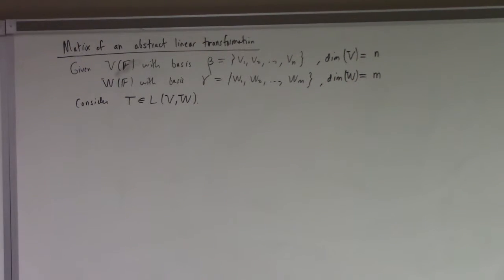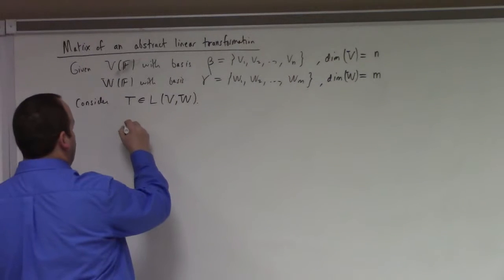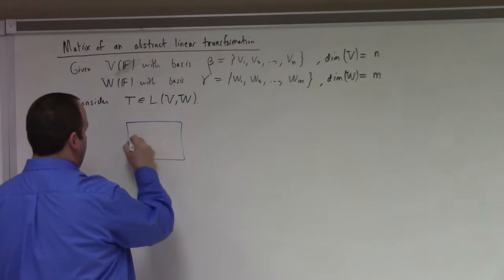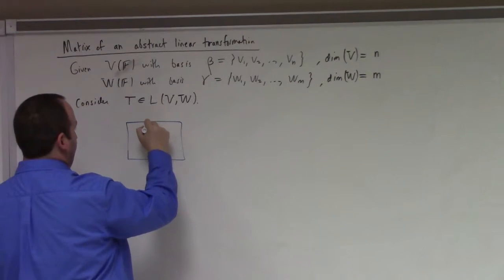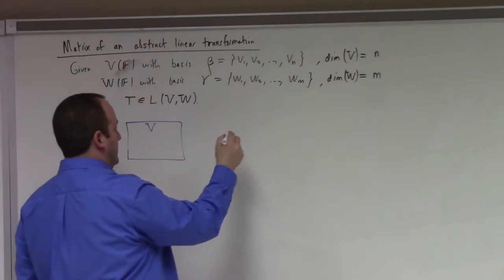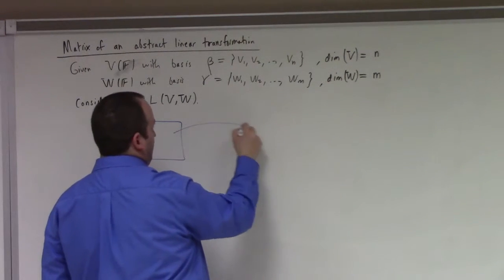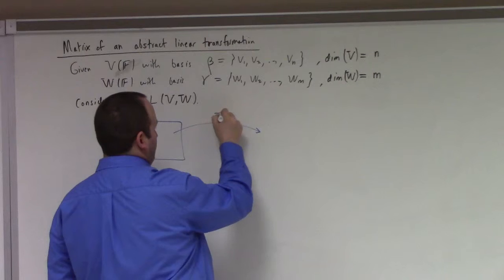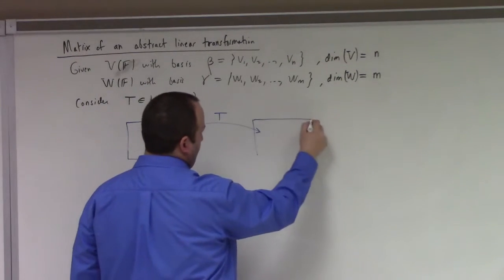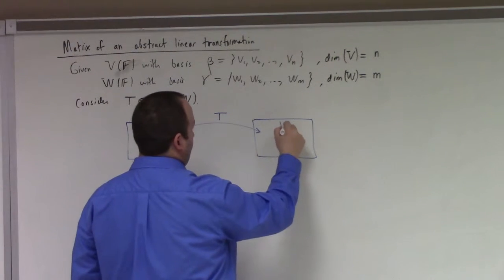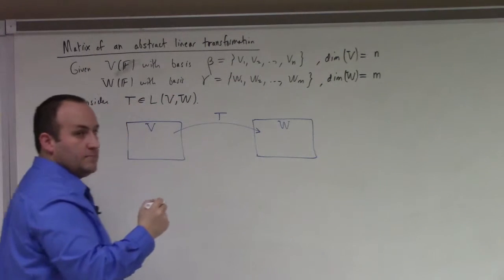Okay, so here's the picture, and the picture is useful here. So we've got a vector space V, all right? Then there's this linear transformation T. T takes us from V over to W, all right?